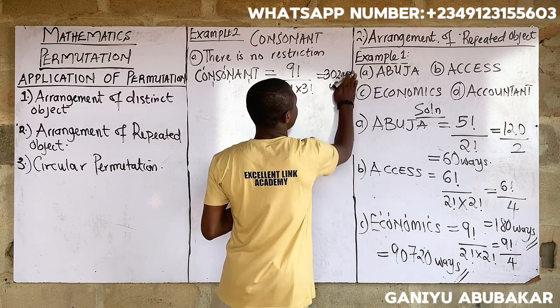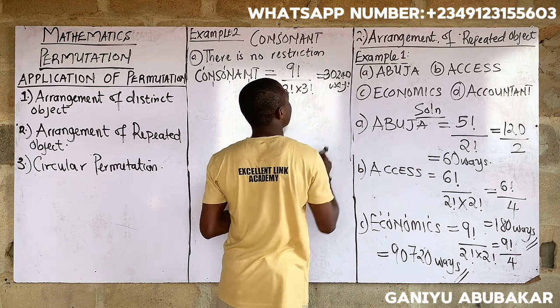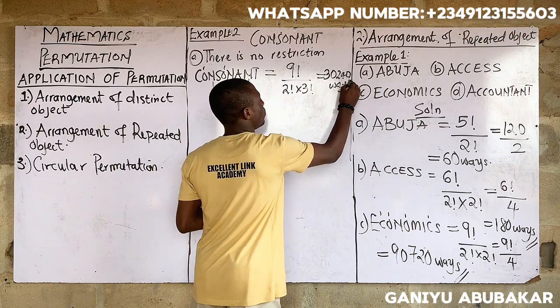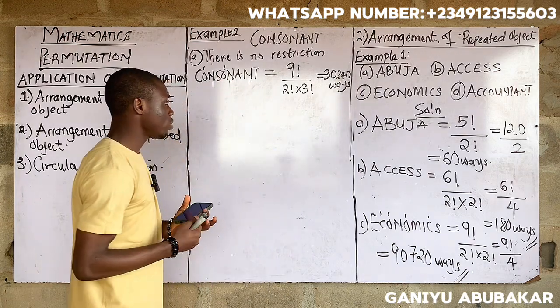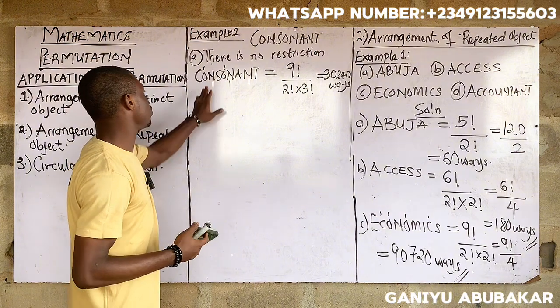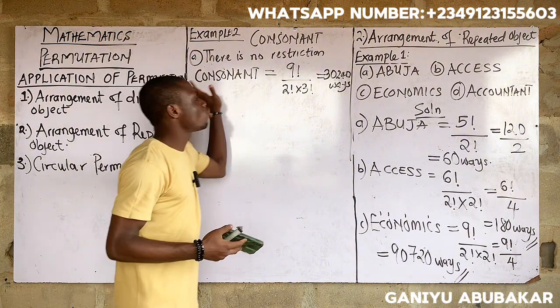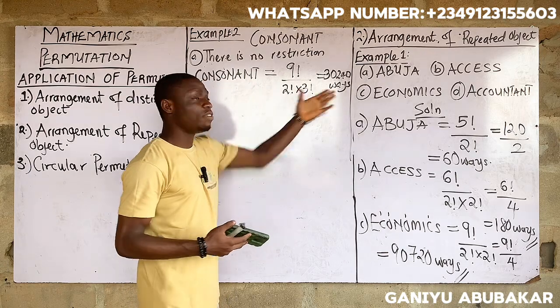So the objects can be arranged in 30,240 ways. That becomes your idea behind no restriction. It means solve it normally.